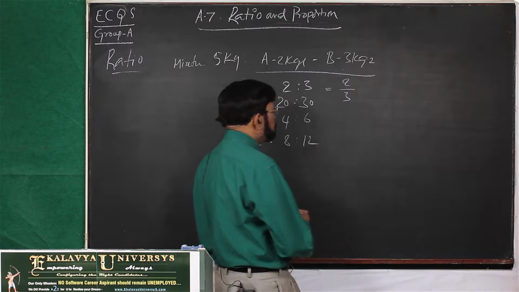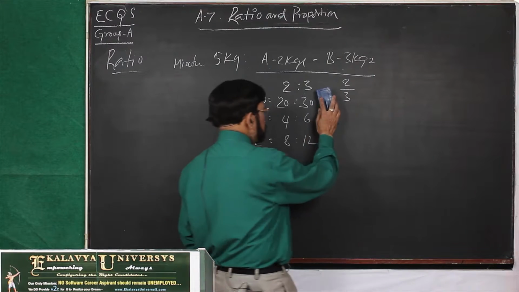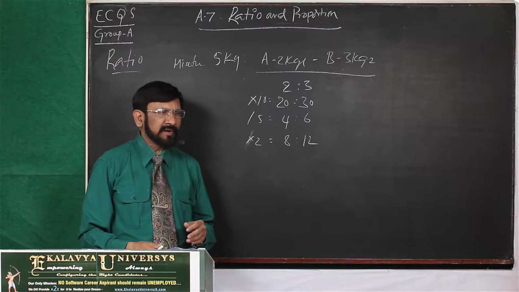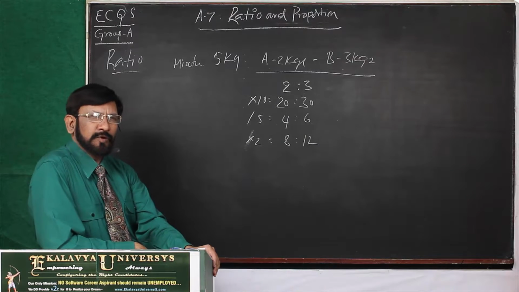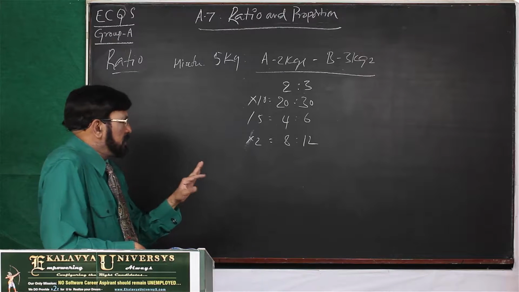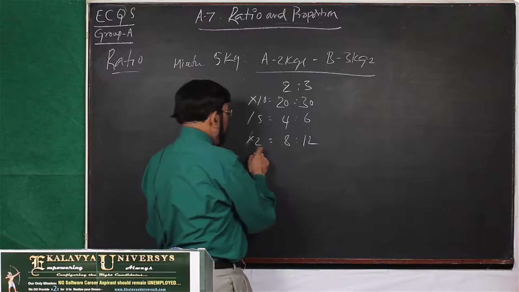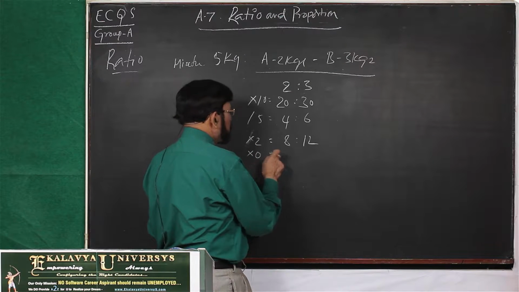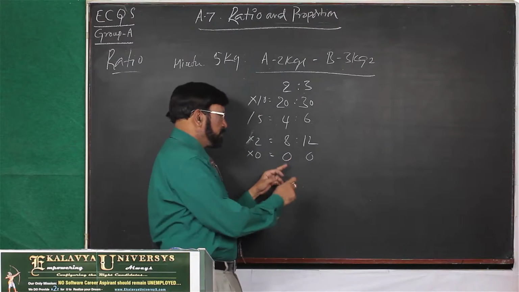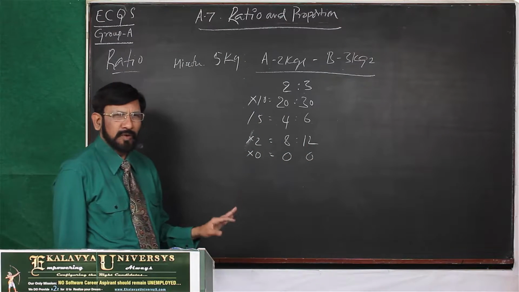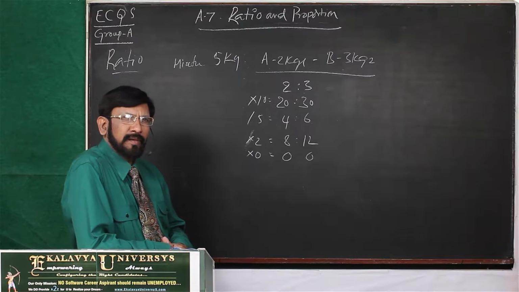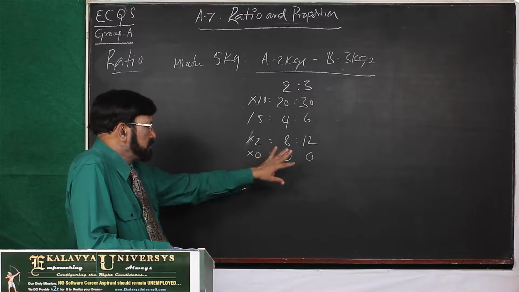But for this, one exception is there. What is that exception? If you multiply the antecedent and consequent by 0 or divide by 0, this rule is not applied. Because now you see the same thing, I am multiplying it with 0. Then both are zeros. 8 into 0 is 0 and 12 into 0 is 0. So when a ratio is multiplied by 0 or divided by 0, this rule is not applied.